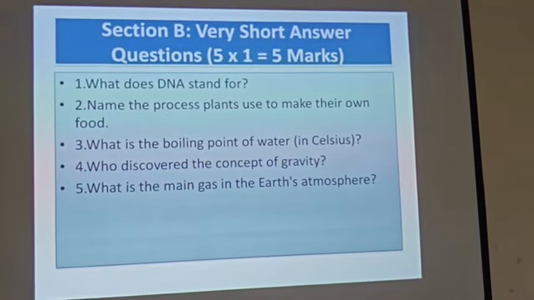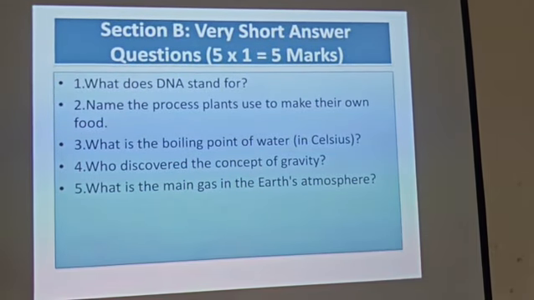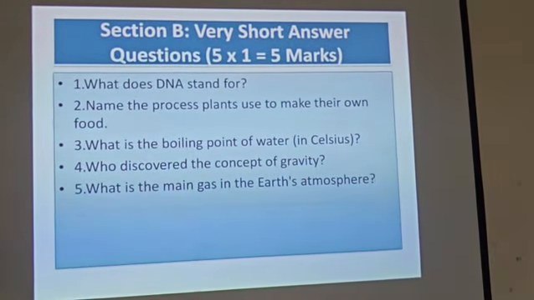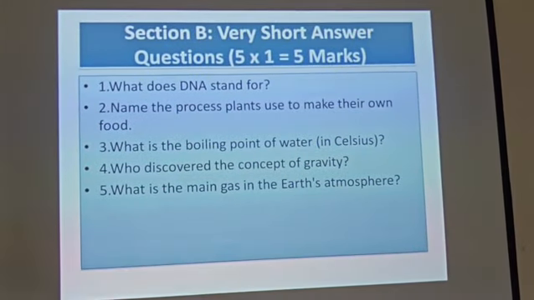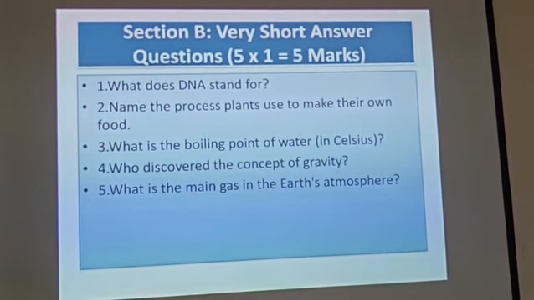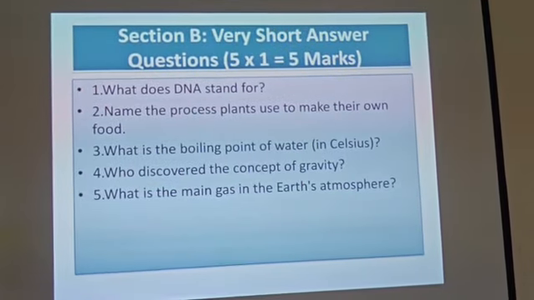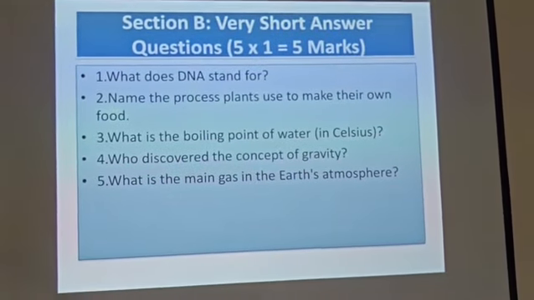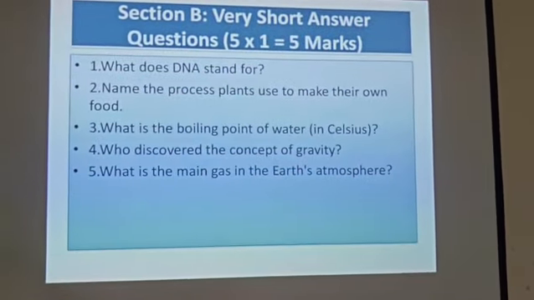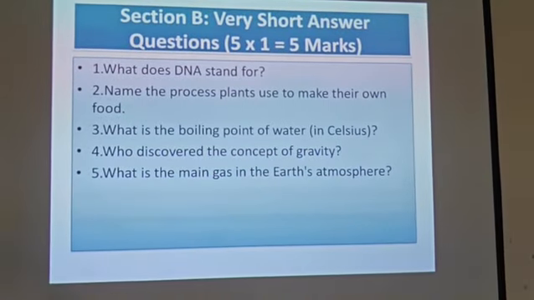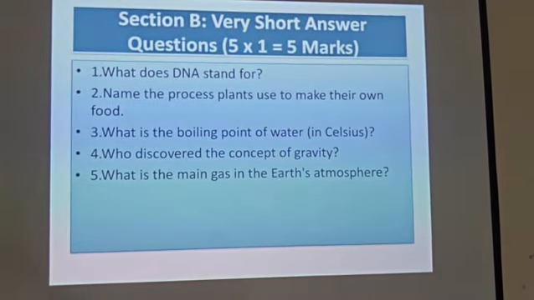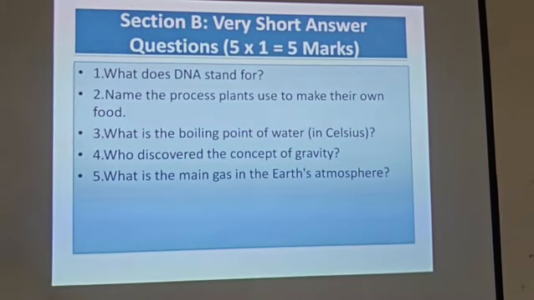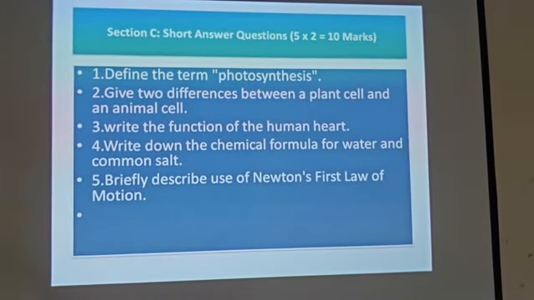What does DNA stand for? Second, name the process plants use to make their own food. Third one is, what is the boiling point of water in Celsius? Fourth, who discovered the concept of gravity? Fifth question, what is the main gas in the Earth's atmosphere? Short answer questions carry the 5 marks.